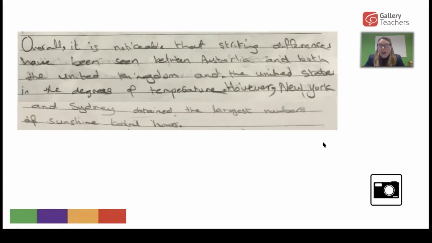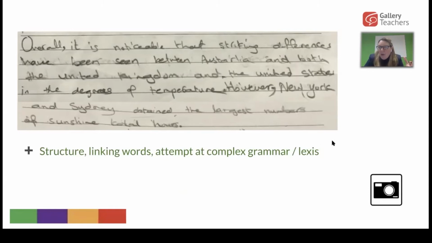Okay, so I hope you've got a few thoughts of your own. These are my thoughts, okay? So let's start with the positives. First of all, there is a structure, okay? There are some linking words. So we've got a very critical word here, which is overall.